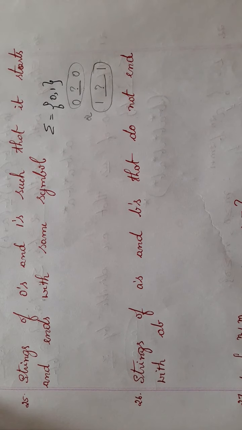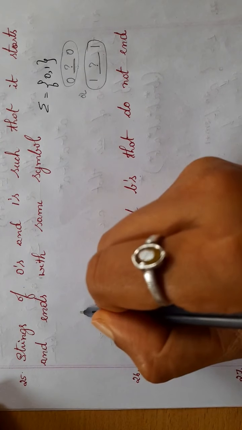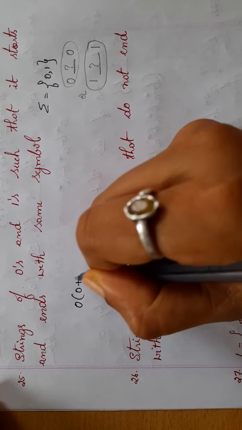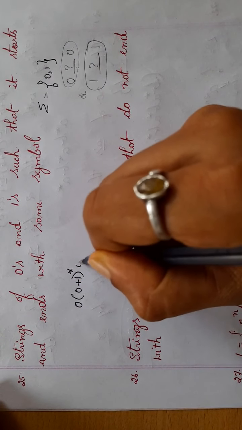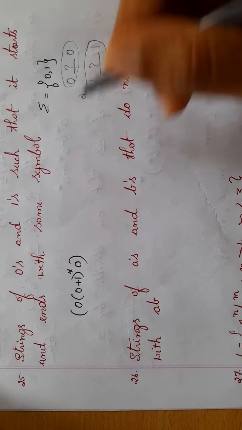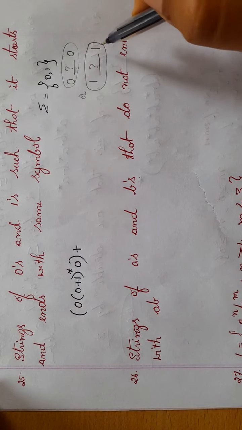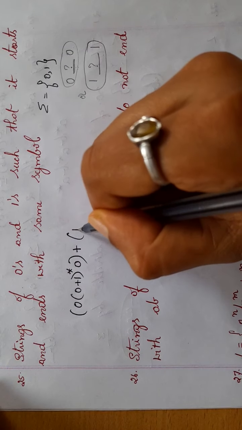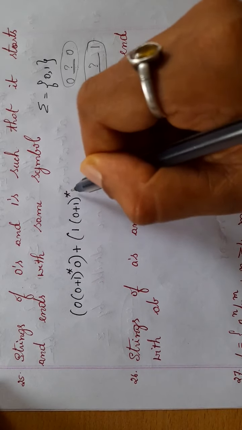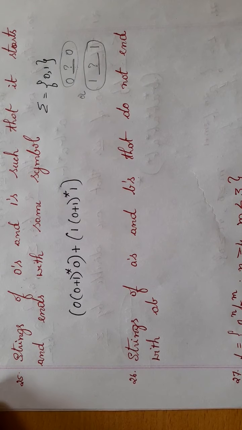So how to write the regular expression for this? First I'll write with respect to this. It begins with 0, in between I can have anything, and it should end with 0. This is one combination. What will be my next combination? In the beginning and at the end I should have 1, that is 1, in between 0 or 1, any combination, and at the end 1. So this is the regular expression.